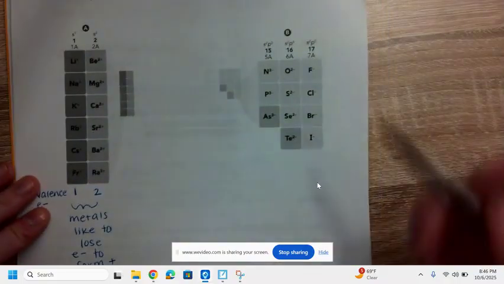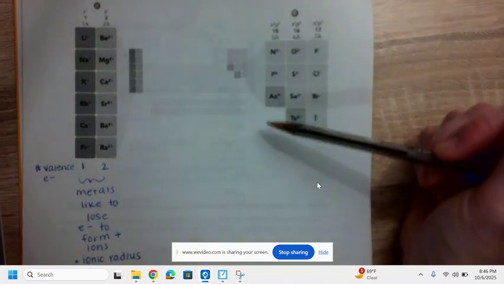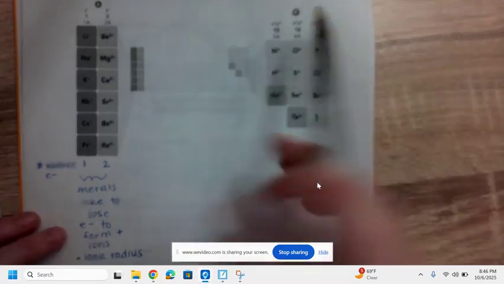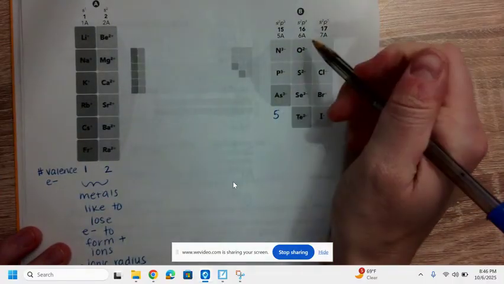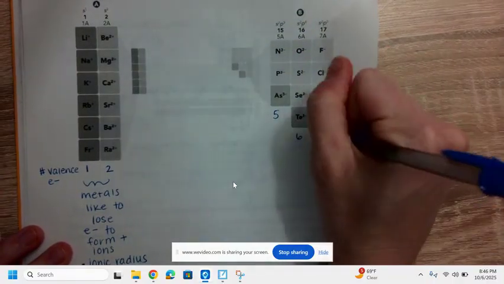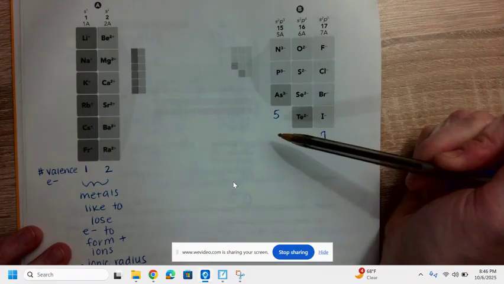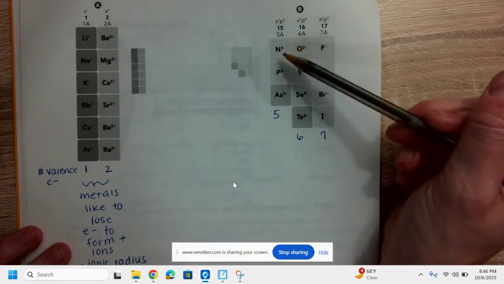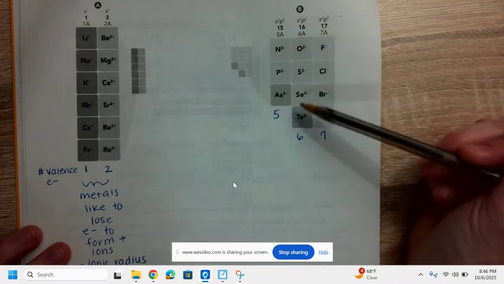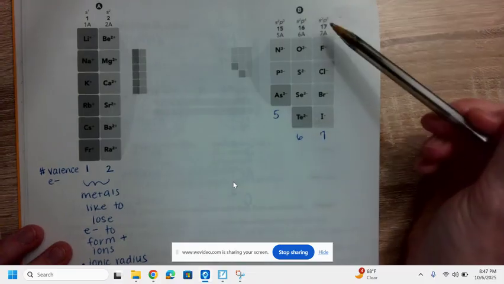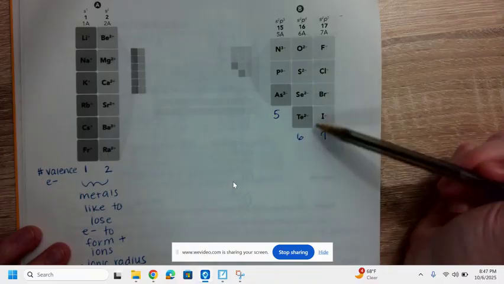All right, then over on your nonmetal side, if you look over here, you have group 15. Those all have a total of 5 valence electrons. Group 16 have 6 valence electrons, and group 17 have 7. So group 15 would like to gain 3 electrons. That's why these all have a negative 3. Group 16 needs to gain 2 electrons. That's why these have a charge of negative 2. And then group 17 needs to gain 1 valence electron. So it has a charge of negative 1.